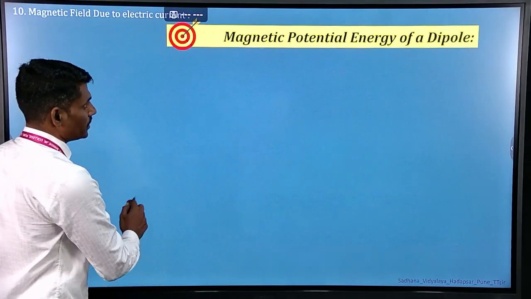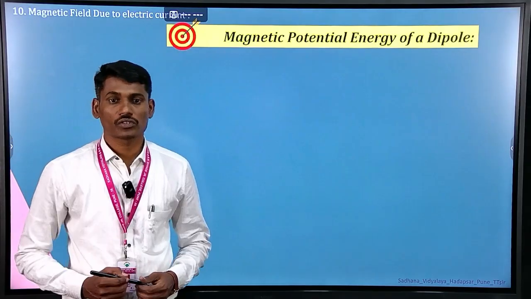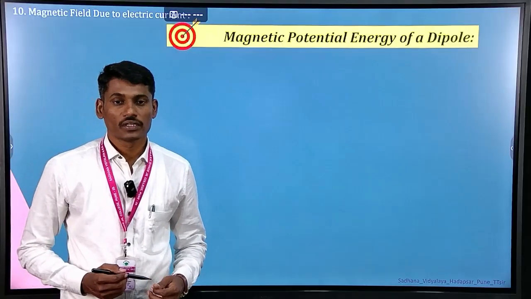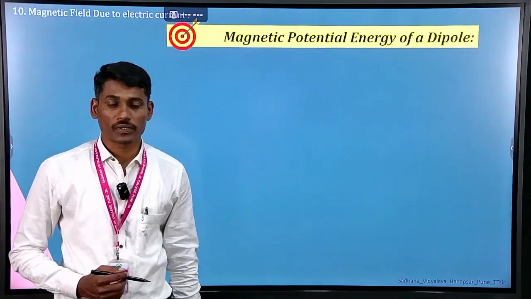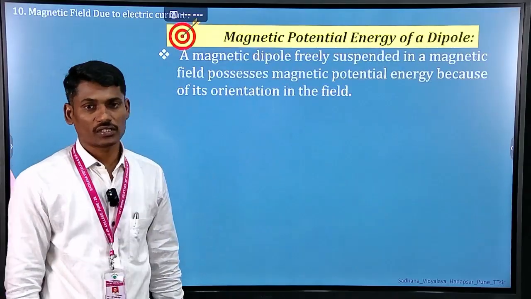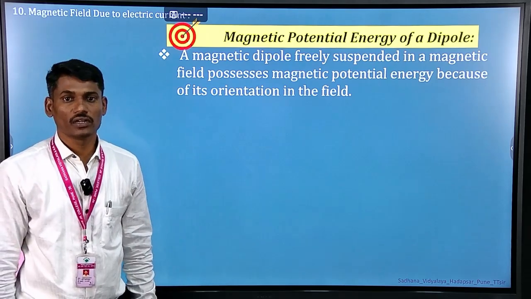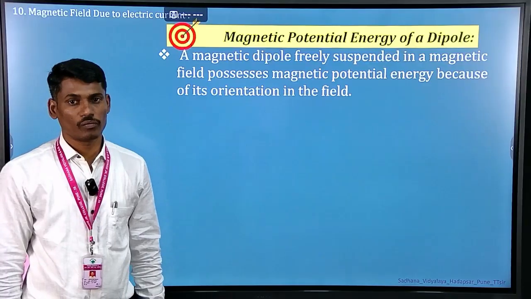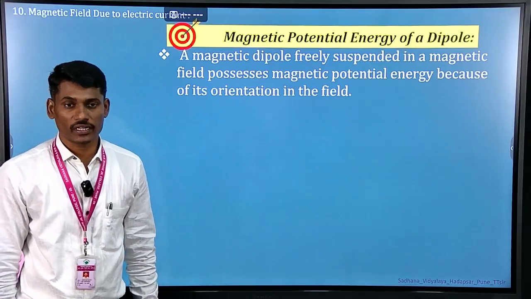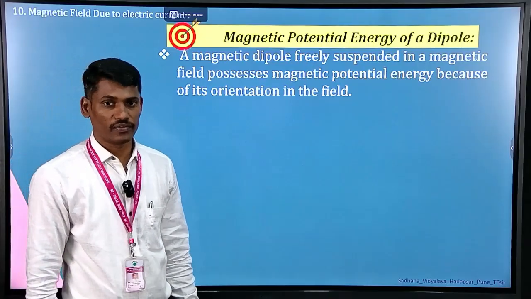Now the next point is the magnetic potential energy of a dipole. Now what is it when we keep the magnetic dipole in a magnetic field? So what happened? This magnetic dipole moment possesses potential energy because of its orientation, right? When the magnetic dipole is freely suspended in a magnetic field, this magnetic dipole possesses magnetic potential energy, and this is due to its orientation in the magnetic field.